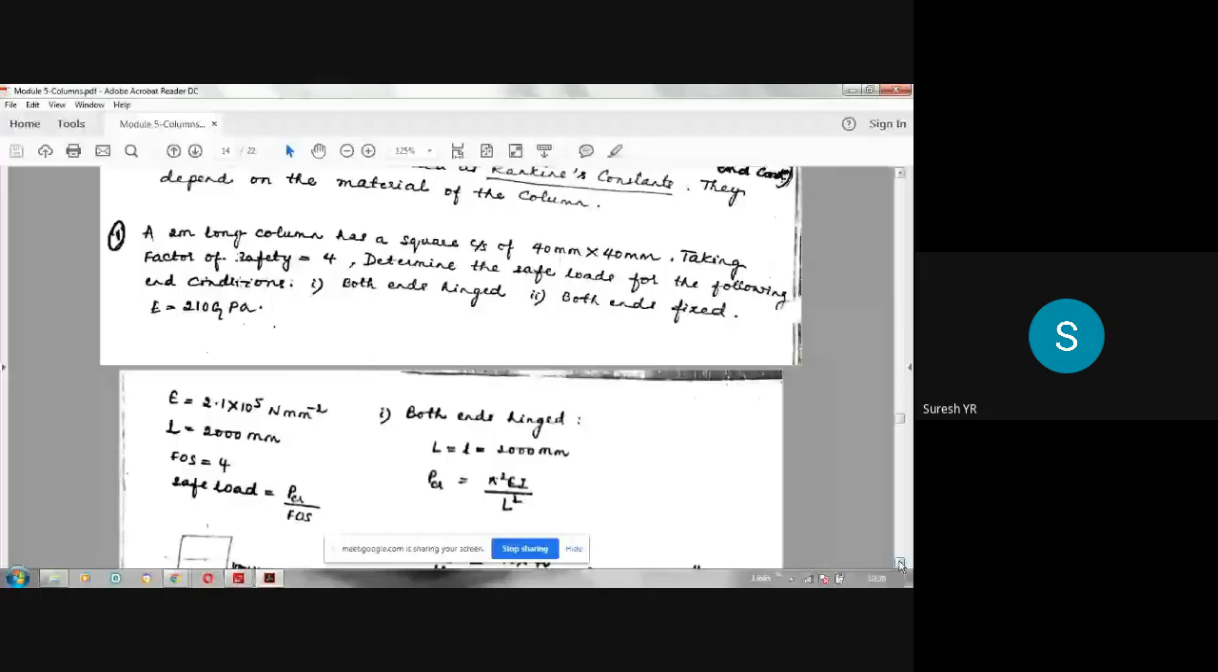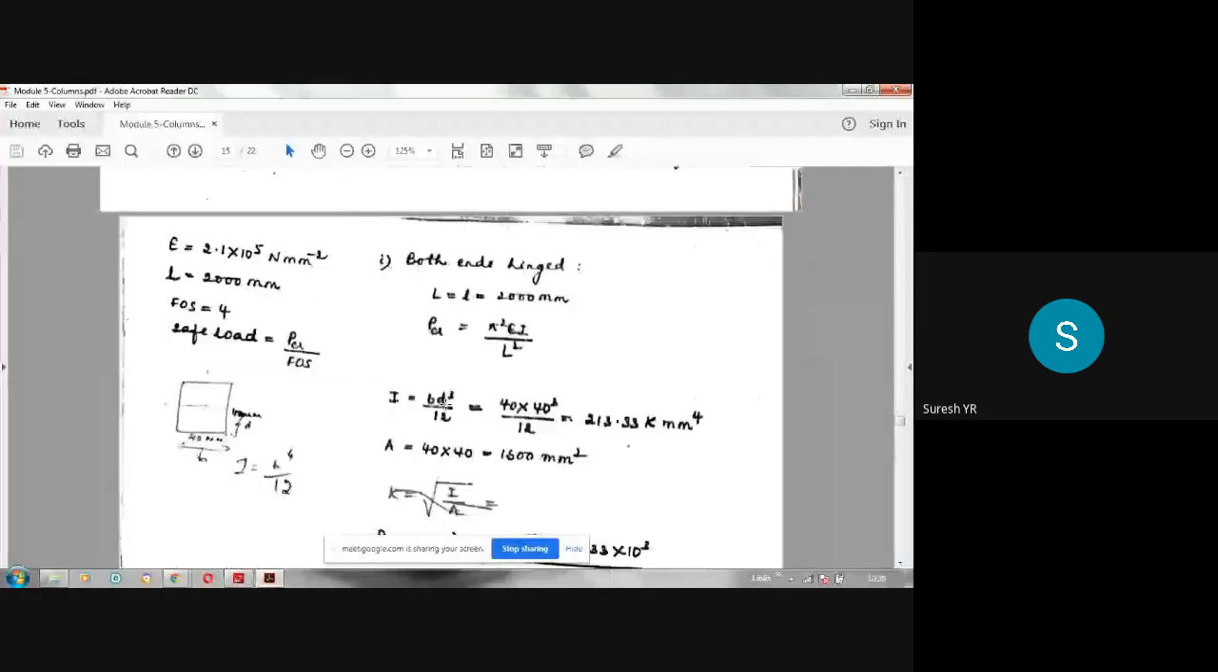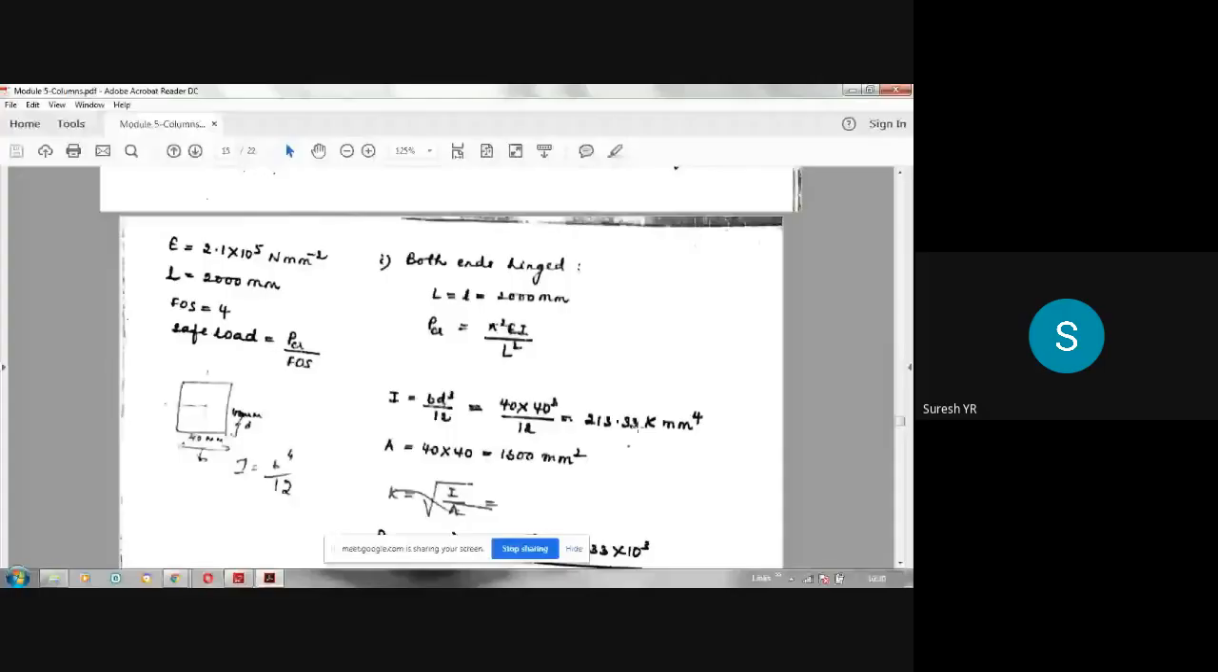PCR is pi square EI by L square. Calculate the value of I first here. Column, so I is BD cube by 12. Here B is equal to D, so B is 40, D is also 40. So 40 into 40 cube by 12, you can write it as 213.33 into 10 power 3 millimeter power 4.